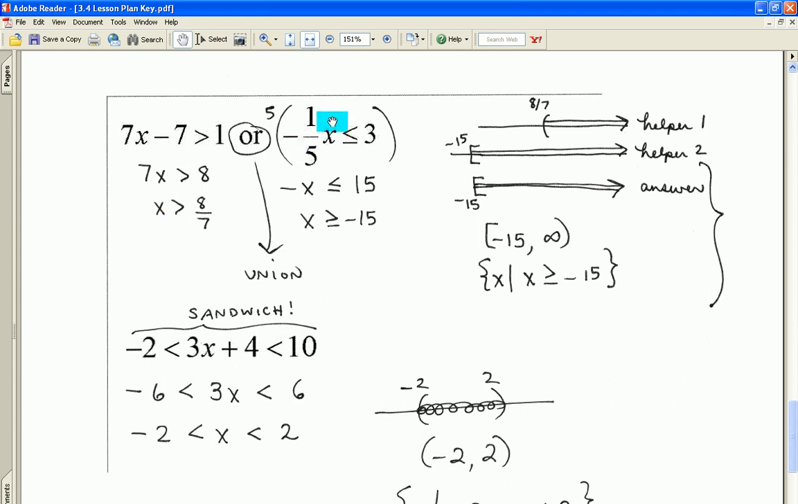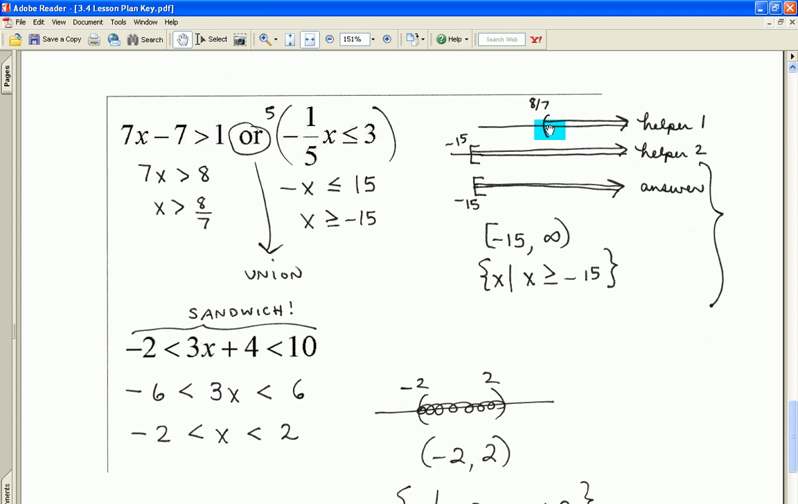Here, when I multiply by 5, always want to clear fractions, whether it's an equation or an inequality. I get the opposite of x is less than or equal to 15. This opposite sign is really implying there's a negative 1 in front of the x, so we need to divide by negative 1 both sides, which of course causes the sign to change. X is greater than or equal to negative 15.